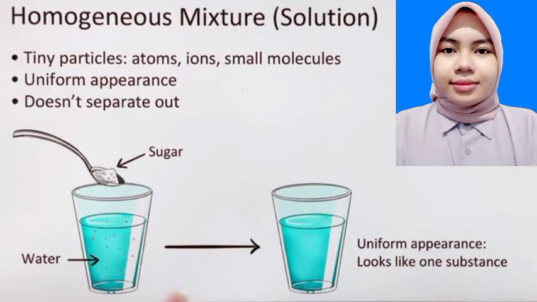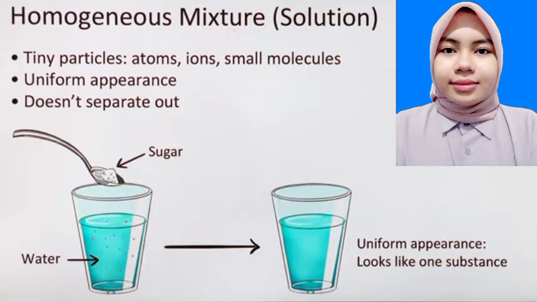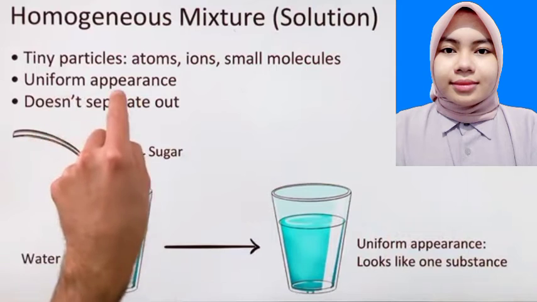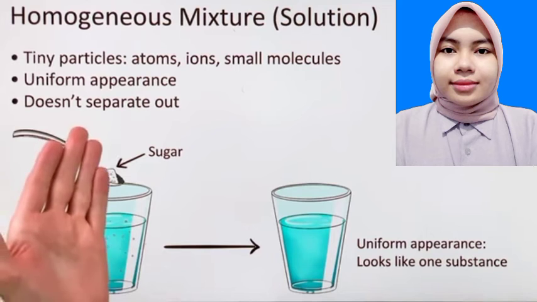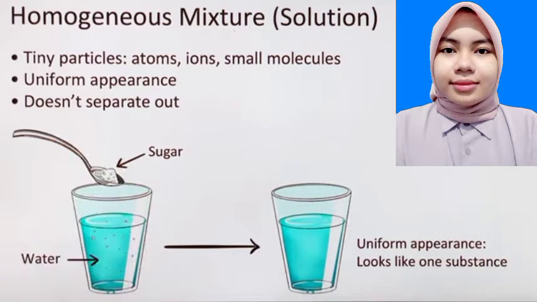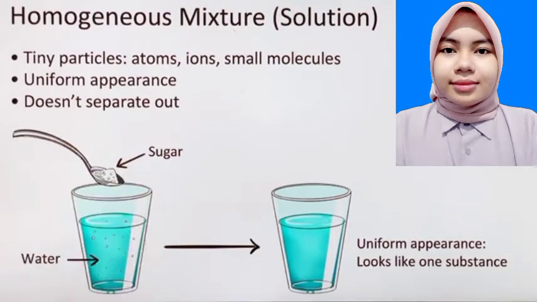Here, homogeneous mixture. This is more commonly called a solution. An example is sugar dissolved in water. In a solution, the dissolved particles are very tiny. They may be atoms, ions, or small molecules, and they spread out evenly, giving a solution a uniform appearance. A solution looks like one substance, and it doesn't separate out or settle out over time.